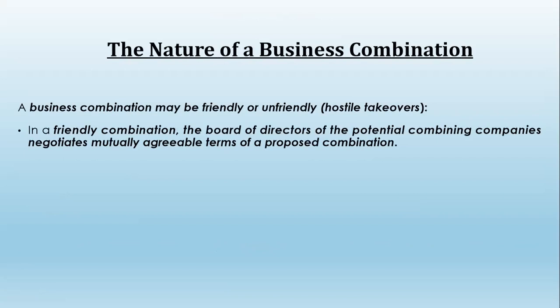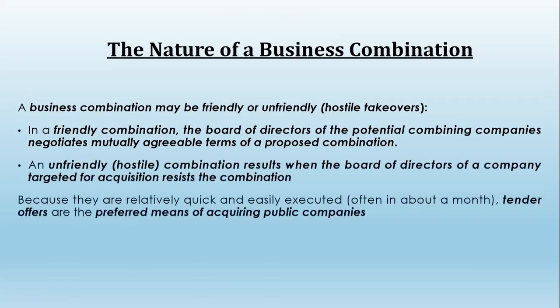A business combination may be friendly or unfriendly, hostile takeovers. In a friendly combination, the board of directors of the potential combining companies negotiates mutually agreeable terms of a proposed combination. An unfriendly hostile combination results when the board of directors of a company targeted for acquisition resist the combination. So that means unfriendly.